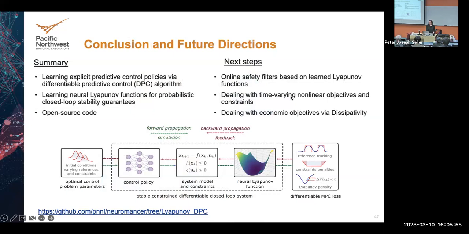Things we are still working on are how to ensure safety and how to deal with time varying objectives. It's not easy, because the loss function is fixed, it's not time varying. And in the types of applications that we're looking at, objectives can change.